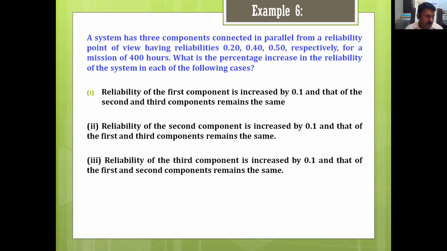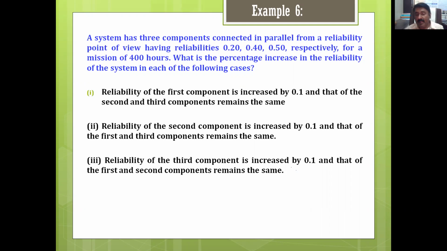Now next, a problem similar to the last type we have taken. Now in a similar case, we will go for one more problem. So here a system has three components connected in parallel, from a reliability point of view, having reliabilities 0.2, 0.4, and 0.5. So here very first the three reliabilities are given as 0.2, 0.4, and 0.5. This is the very first point.